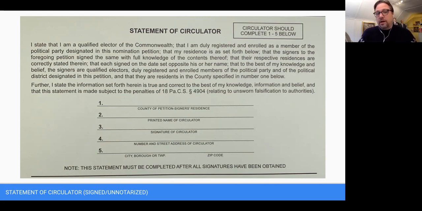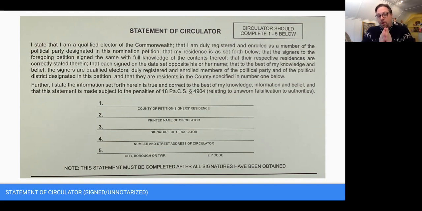Now, if you or someone you know has done this before, prior to last year, all of the statements of the circulators needed to be notarized. And so the candidates and their circulators used to have to get together and all go find a notary. And it was quite a process. And the party or campaigns would try to get a notary together to make sure that this was all done correctly. One of the changes that came with Act 77 and the mail ballots was that circulators no longer needed to have their statements notarized.